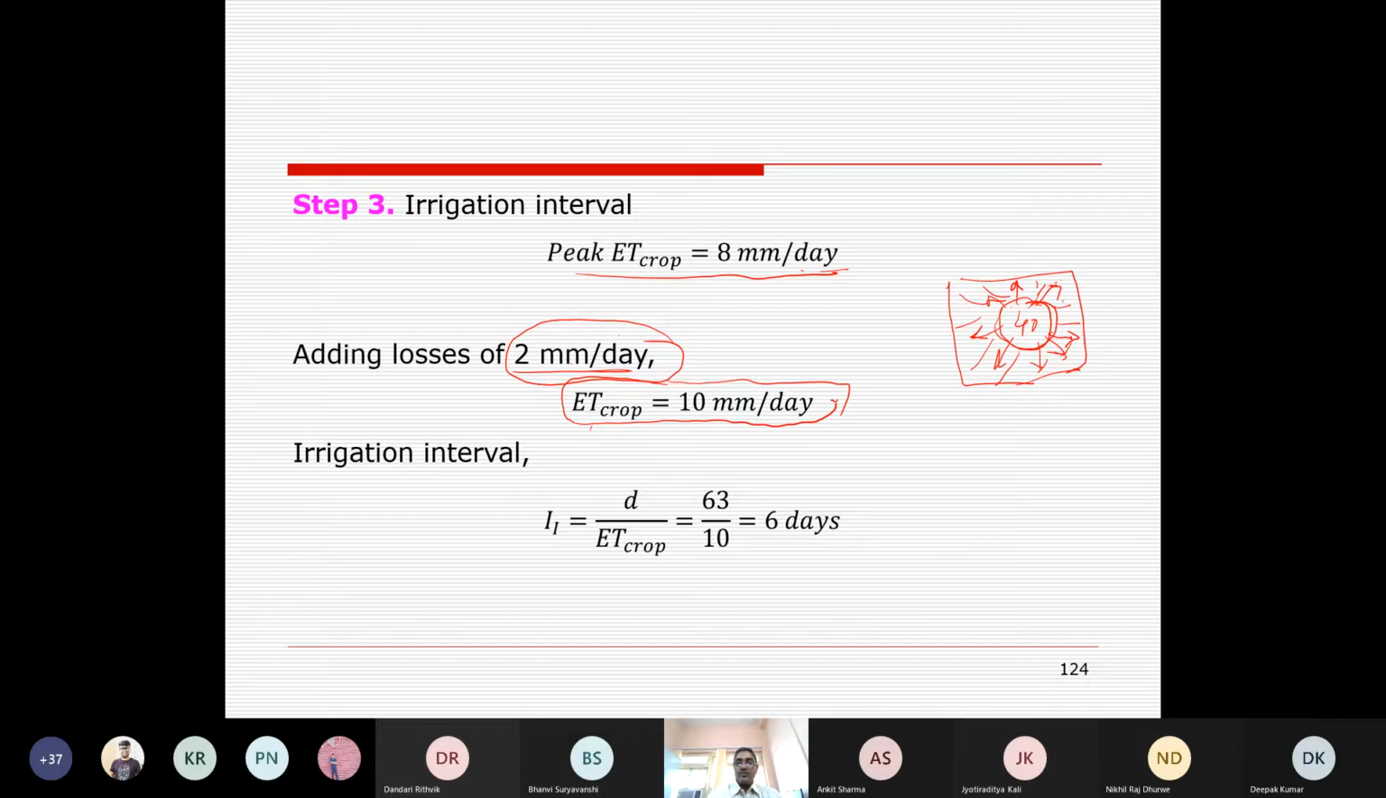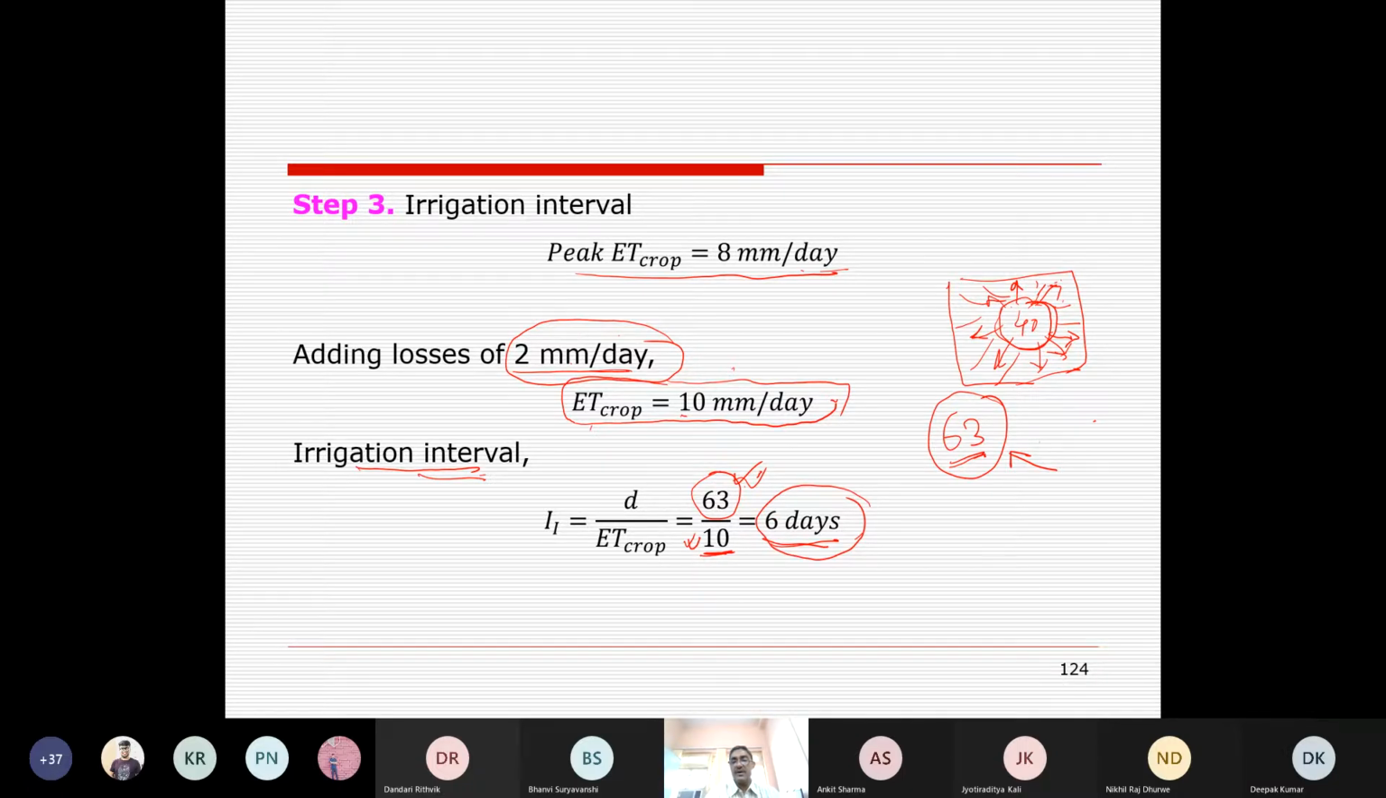So now 63 millimeter of water is removed in a certain period of time. So we need to find out the frequency, or when to re-irrigate the field again after so many days. That is basically the irrigation interval. So net amount of ET is 63 millimeter, and 10 millimeter is removed per day. So after 6 days we need to irrigate the field again.